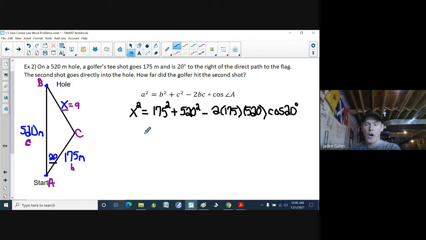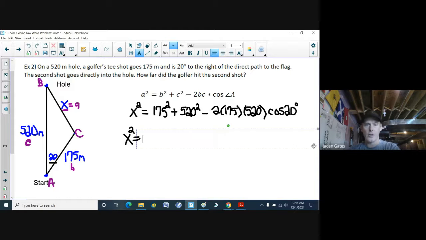All right, so now to solve, I just have to use BEDMAS. So I have X squared. I'm going to do my exponents first. 175 squared, 175 times 175. I get 30,625. All right, plus 520 squared. It's going to be an even bigger number. And I get 270,400. All right, then I got minus 2 times 175 times 520.